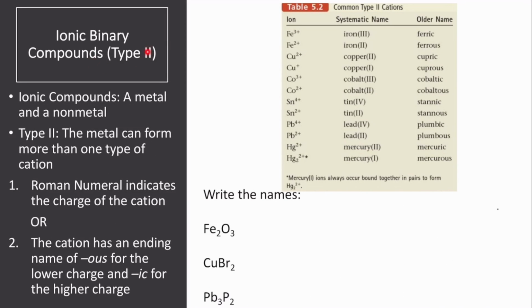Next, we have type 2 ionic binary compounds. Type 2 are cations that have more than one type of charge. So, for example, we can have iron with 3+ or iron with 2+. Let me give you an example of the 2 ways that you can write the name of these different compounds. So let's look at Fe2O3.